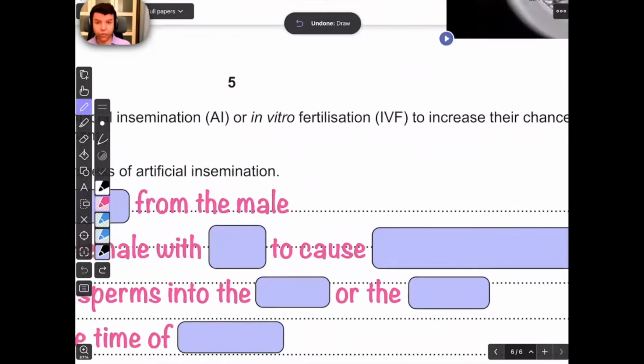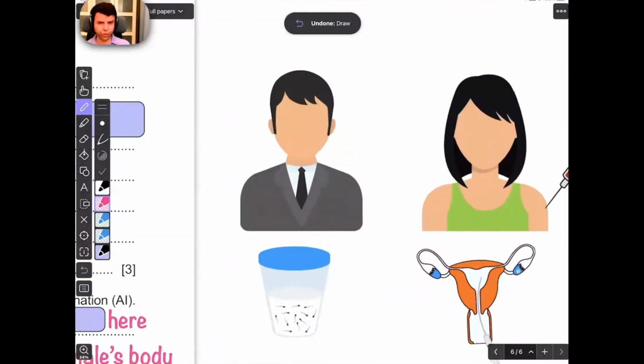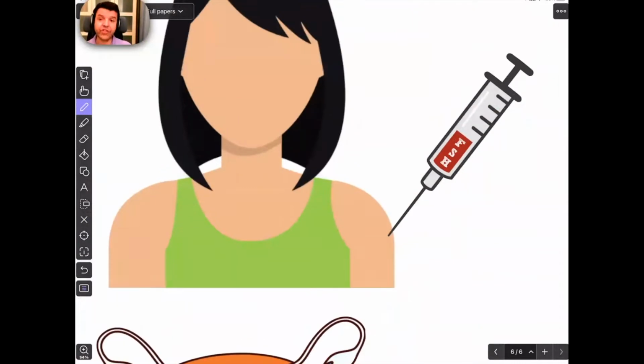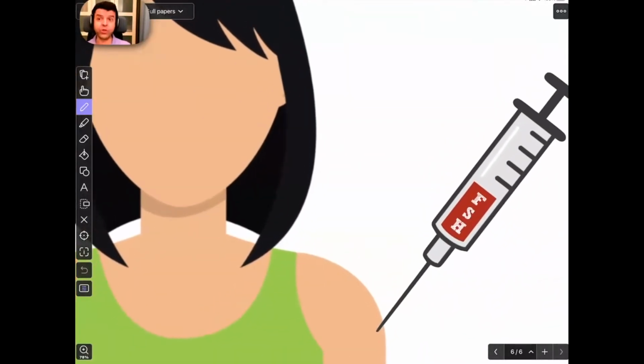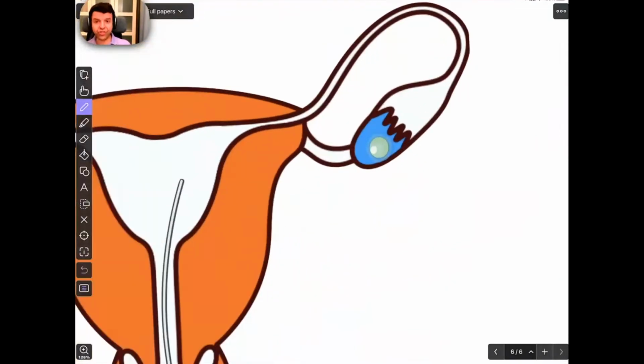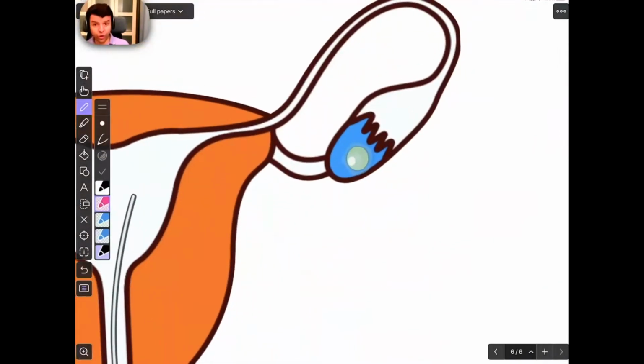Let me remind you of AI, artificial insemination. What do they do? They collect sperms from the male, the father, and what do they do next? They inject the mom with FSH. Do you know why they inject the mom with FSH? Because that FSH does what? That allows her to produce many eggs, many egg cells, right? We call that multiple ovulation.